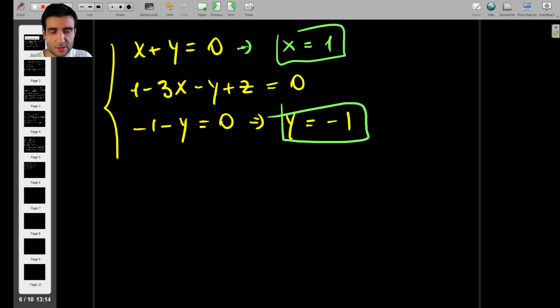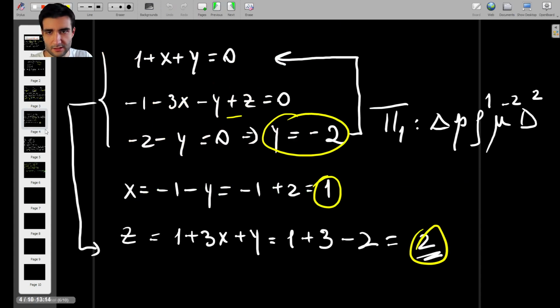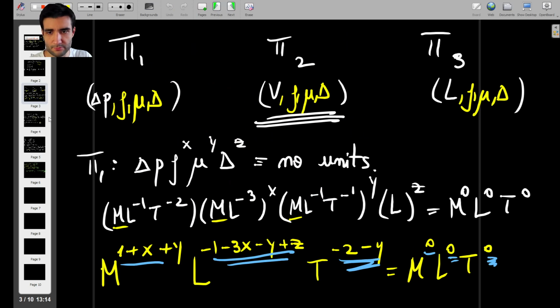So we found x and y, and now we find z. So z is going to be equal to minus 1 plus 3x plus y. So we have minus 1 plus 3 minus 1. So it's 3 minus 2, which is 1. So we found x, we found y, and we found z. Okay, so we did that in a similar fashion to what happened here, essentially.